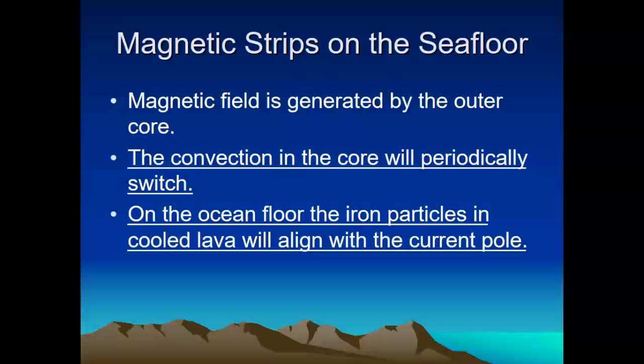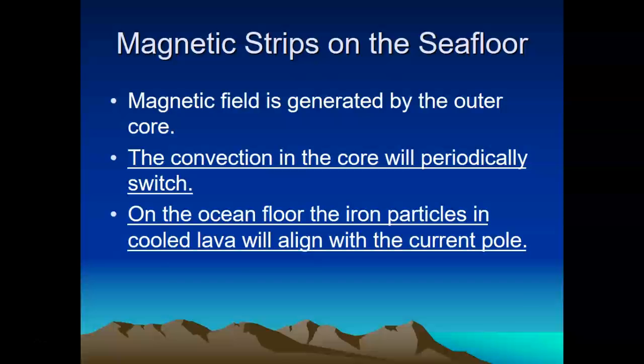So magnetic strips on the seafloor are going to mimic and solidify the way that our compasses would, meaning that right now, when it's happening at the bottom of the ocean floor at the mid-oceanic ridge, as the magma comes up and cools off, the northern pole of the iron particles is going to point north, just like our compass would. And so as we observe it, we could take a compass to that and see those iron particles pointing north. On the ocean floor, the iron particles will cool, and the lava will align with the current pole.